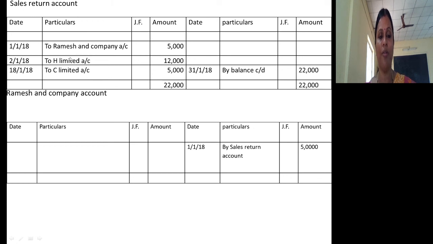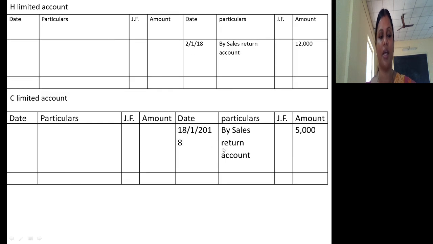Instead of recording name of each individual customer, you can record it as to sundries. When you look at customer's account, it was credited and debit was given by sales return account. We know that whenever goods were returned by customers, entry is sales return account debtor to customers account. So that's why sales return account is debited, customers account is credited. I credited each and every customer who returned goods, H Limited and C Limited. So this is how to prepare sales book as well as sales return book, and how to post entries from sales book to concerned ledger account, sales return book to concerned ledger account.